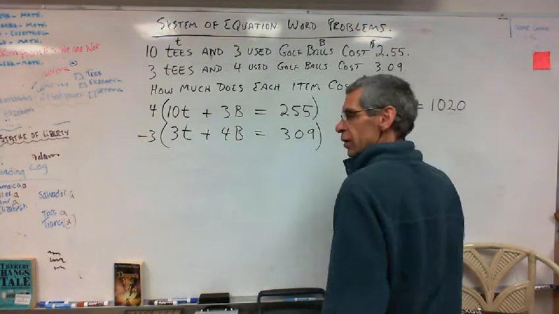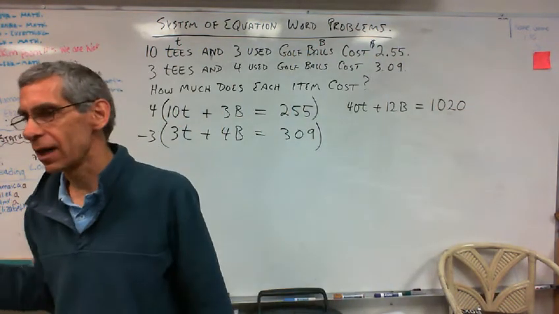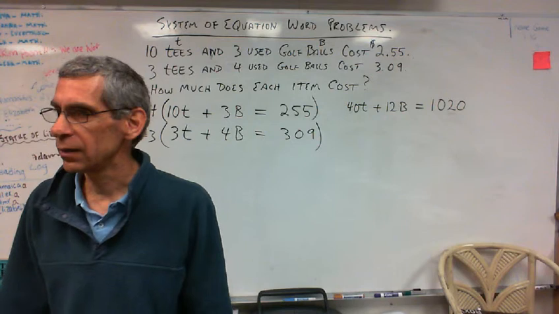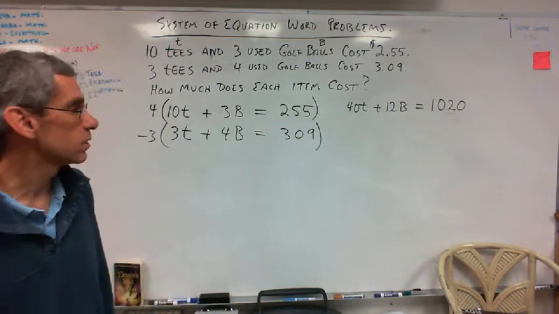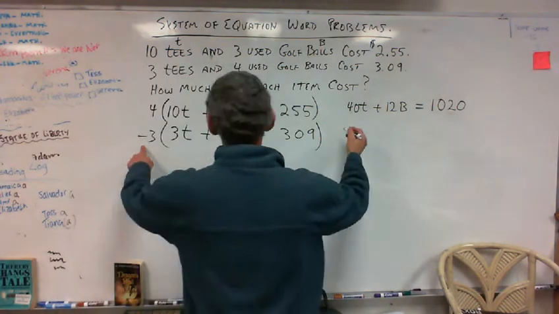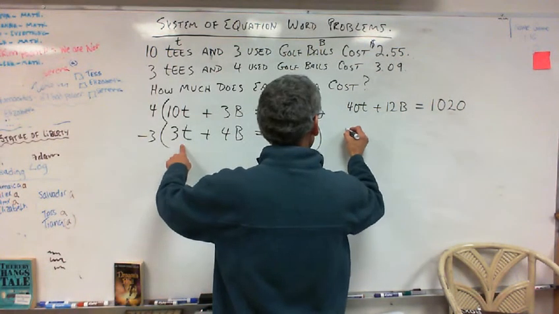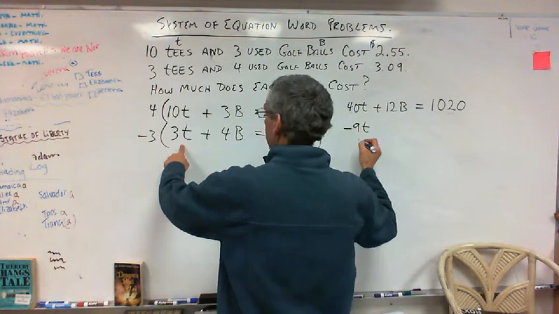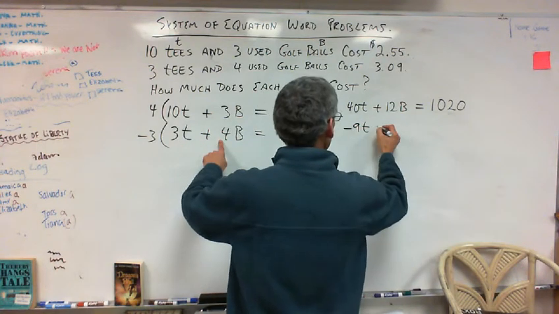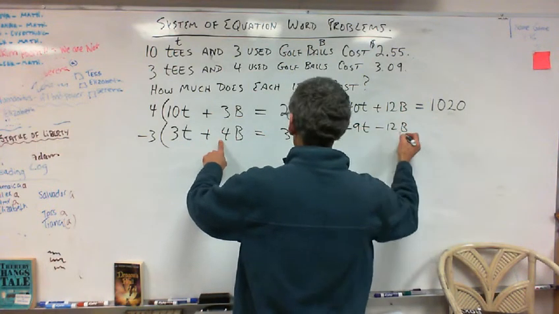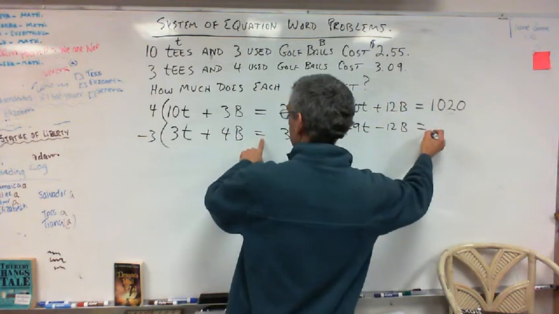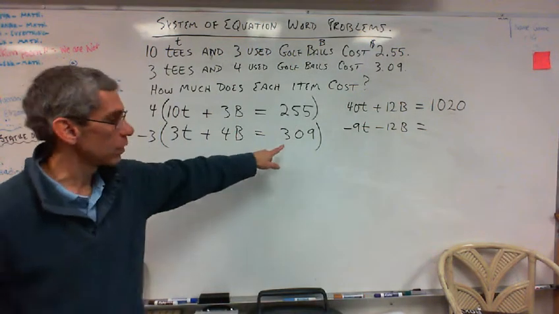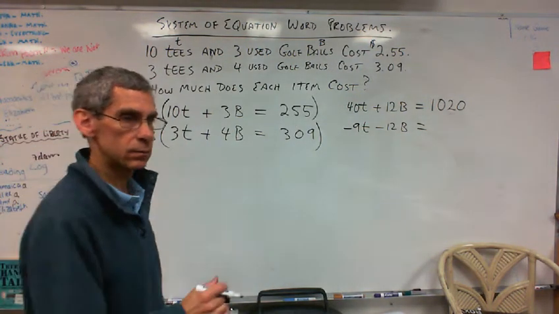All right, 1020. So when you have big numbers and you're using calculators, it's no big deal, right? They're just as easy as small numbers. All right, -3 times 3t is -9t, right? -3 times 4 is -12b equals, okay, here we go, -3 times 309.